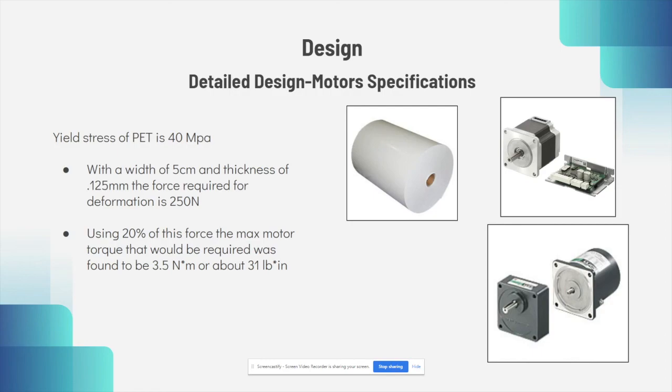Determining the motor's output torque required calculations based on the PET material. The yield stress of the PET was found to be 40 megapascals, and with a thickness of 0.125 millimeters and a 5 centimeter width, the force required for deformation is 250 newtons. Taking a small percentage of this and setting it as the maximum force we would want to apply to the substrate yielded a torque of 3.5 newton meters, or about 31 pound-inches. This torque value is the maximum torque that the motors will apply to the substrate in order to avoid any deformation during operation. Because the thickness of the roll of substrate is changing, the motors may also need to output more or less torque.